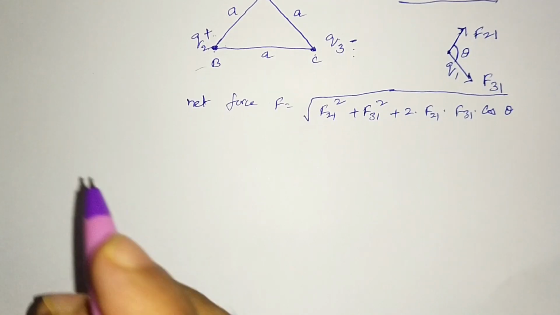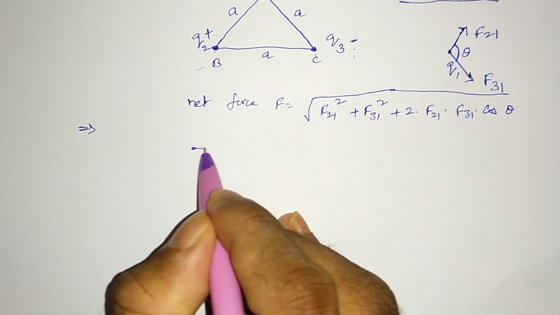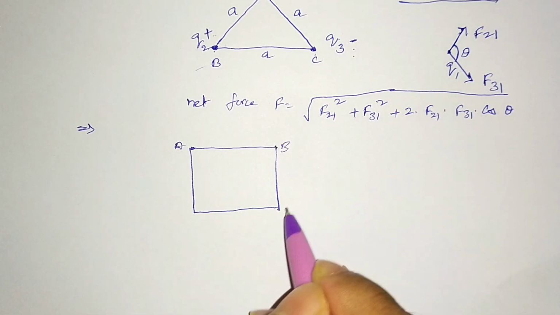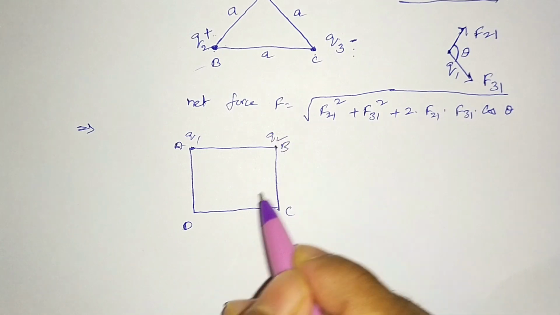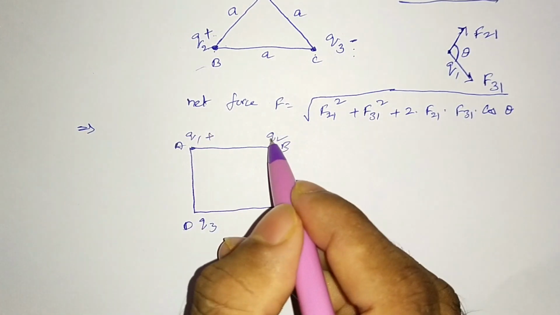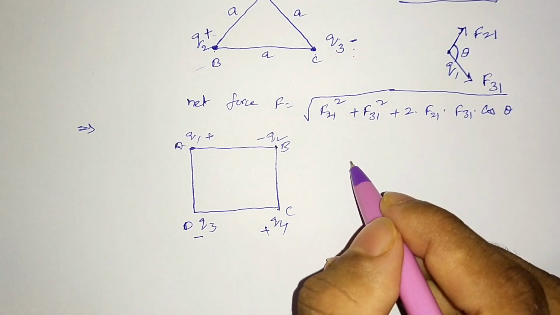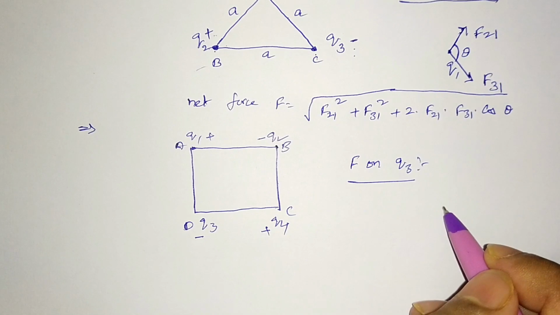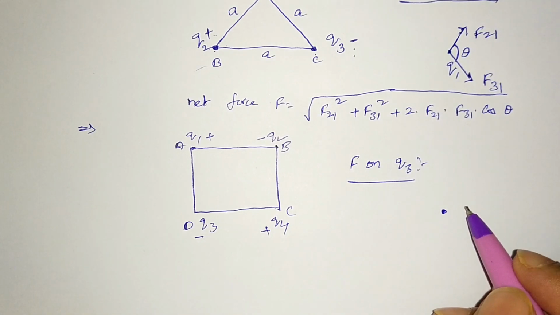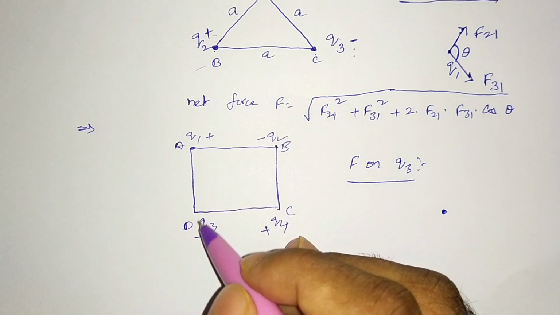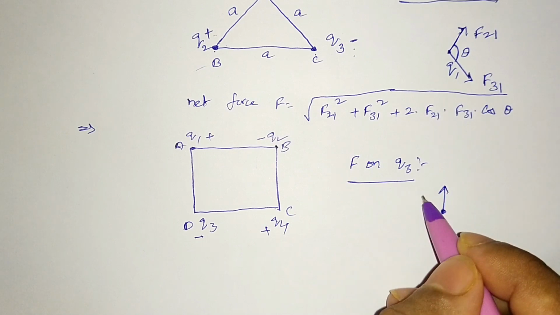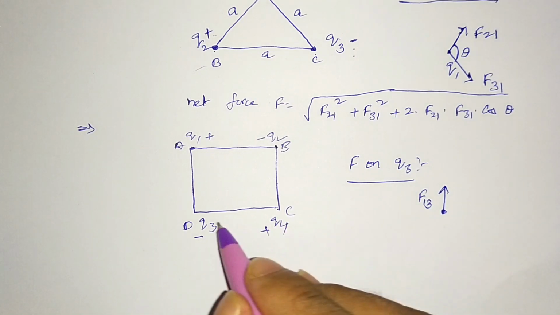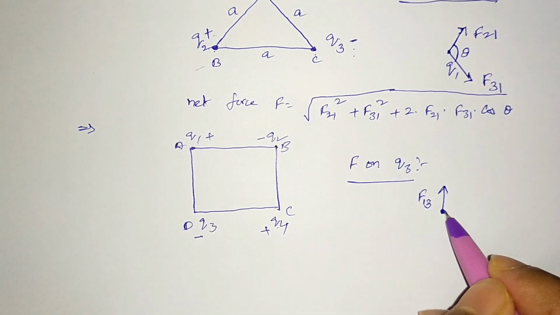Similarly, let us see another one. What if charges are placed on the corners of a square A, B, C, D? This is Q1, Q2, Q3 and Q4: plus, minus, minus, plus. So what is the net force on Q3? What are the forces acting and what are the directions? Let us see first by Q1. Q1 attracts, so it will be along the line joining. This is F13.